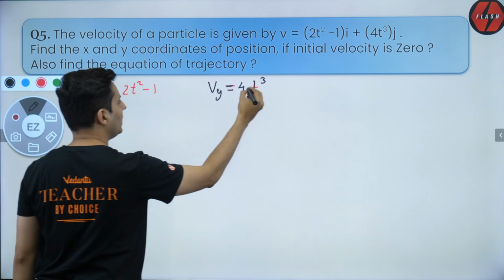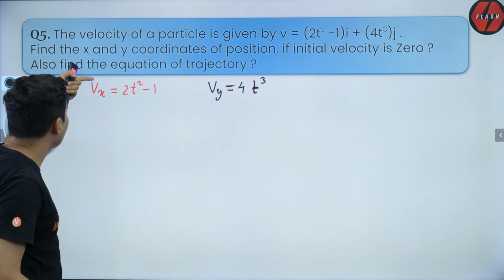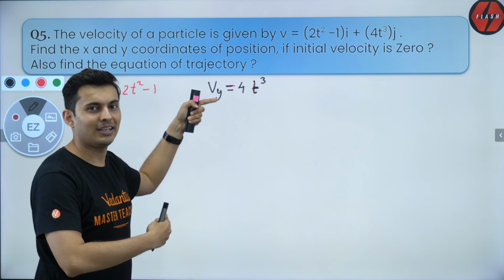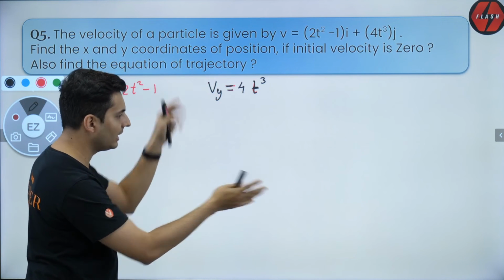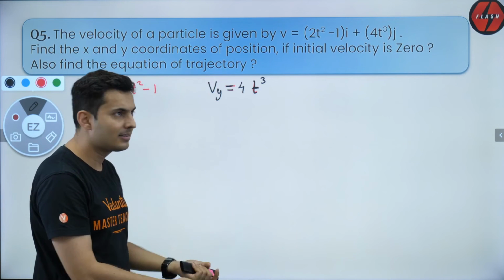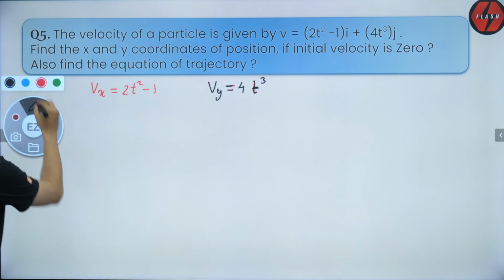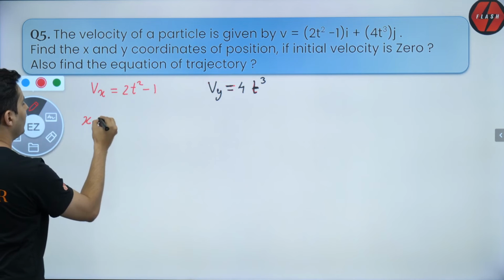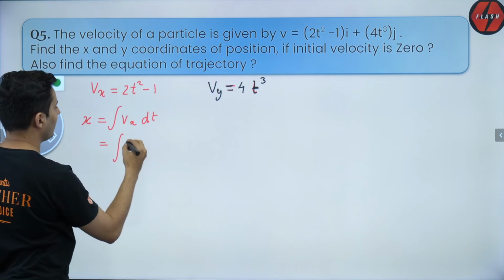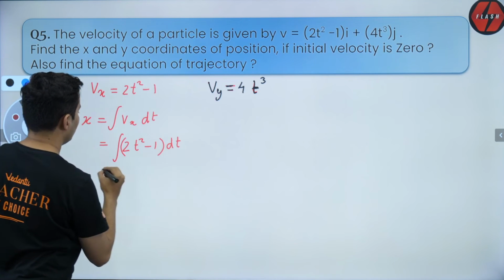Okay, so now what do we do? Guys, nothing difficult. If you integrate x velocity, you will get x coordinate. If you integrate y velocity, you will get y coordinate. You can treat both the axes independently. So whatever happens in x will give you x things, whatever happens in y will give you y things, and 3D is nothing but whatever happens in z will give you those z things out there. So let's start. The x coordinate will be the integral of vx dt. So this will be the integral of 2t square minus 1 dt, and let's do this.